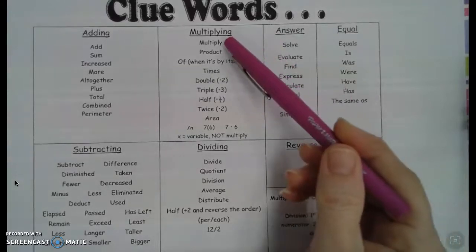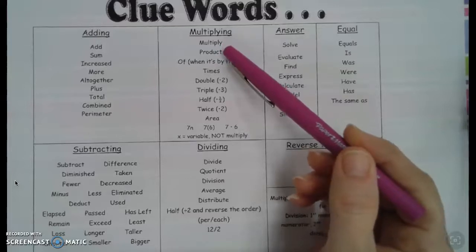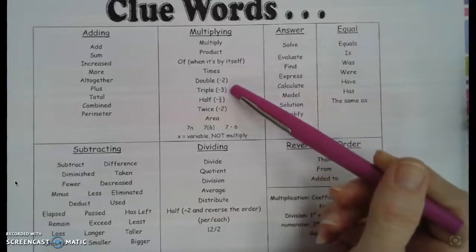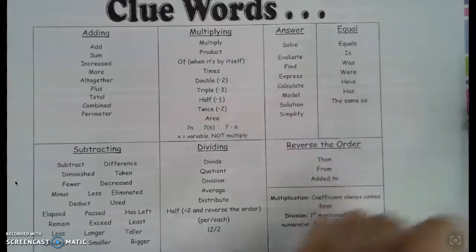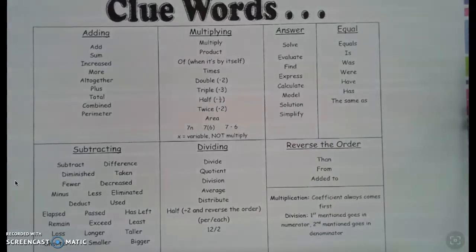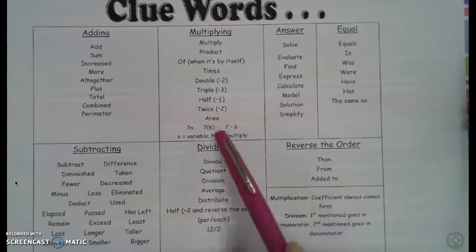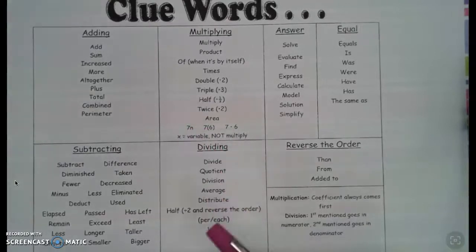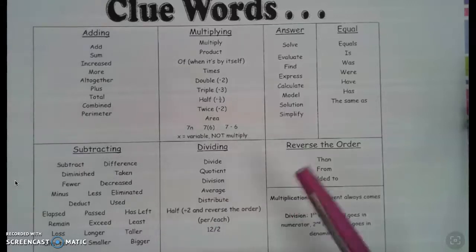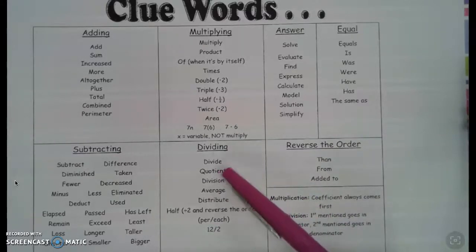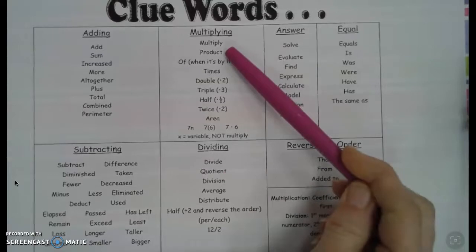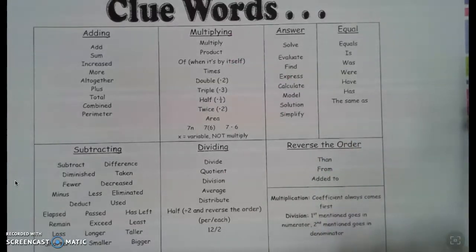When you multiply, you're going to mainly see multiply, product is going to be multiply, and times. Double is 2, triple is 3, half is obviously 1/2, twice is going to be times 2 also, and area is multiply. Most of the time, if you've got a variable in there, then your number is going to be right beside your variable. Dividing, probably the one that's most confusing or that you see the most, is going to be quotient. So we've got to remember quotient means divide and product means multiply. That's going to be your main two things.